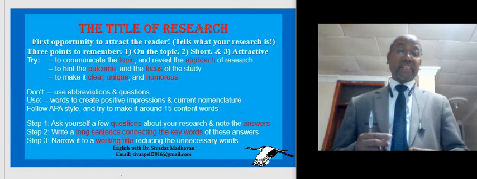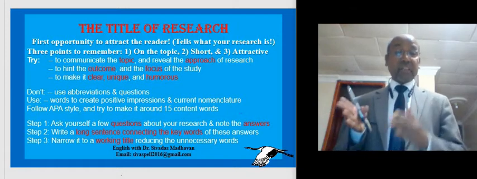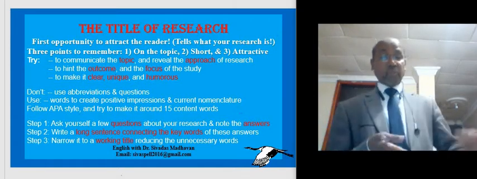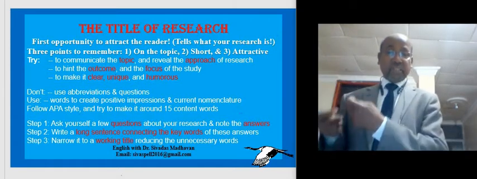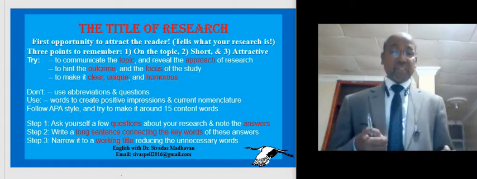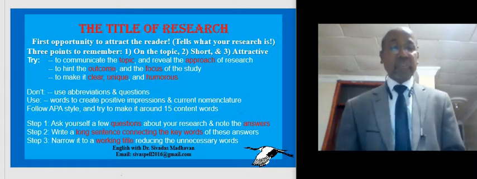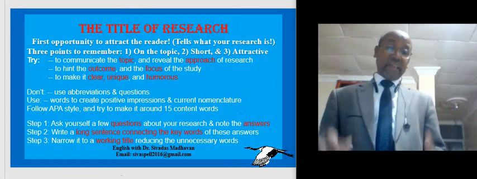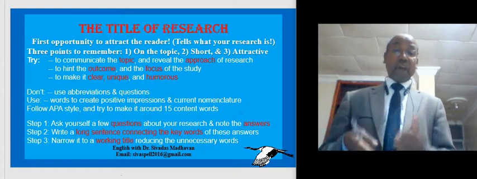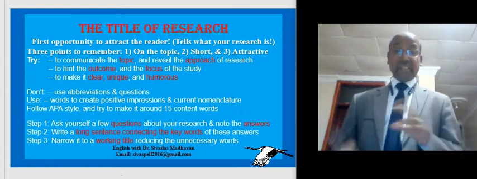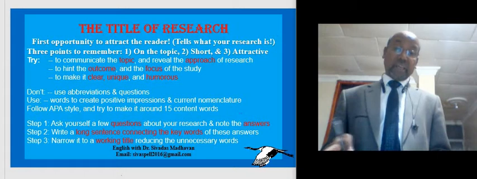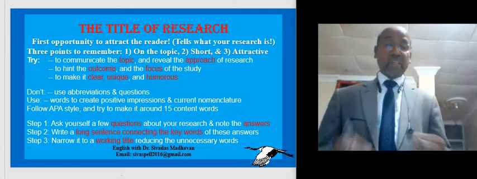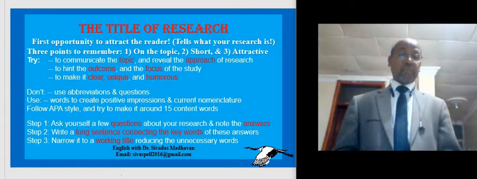So the research title can be modified or changed all along the way you do the research. That means as you do the research, as it is required, you have the freedom to make the necessary changes in the title, and at the end you have to see it once again and see whether it is okay or not, and then only the supervisors or the examiners or evaluators will accept your research.